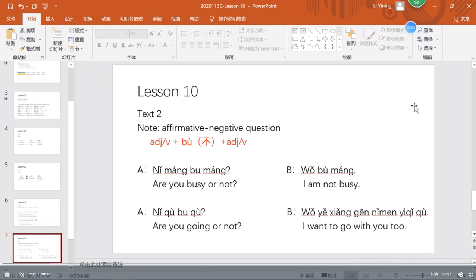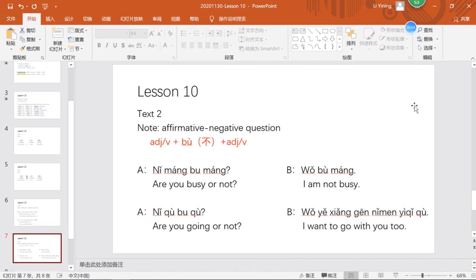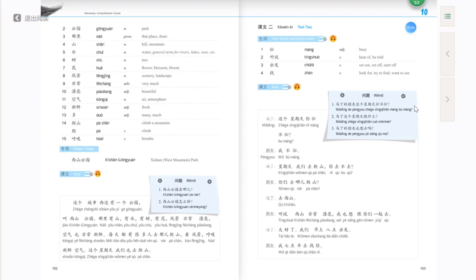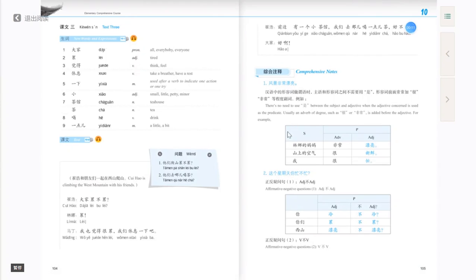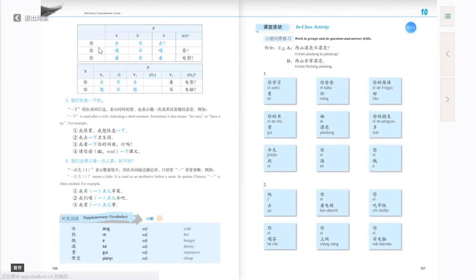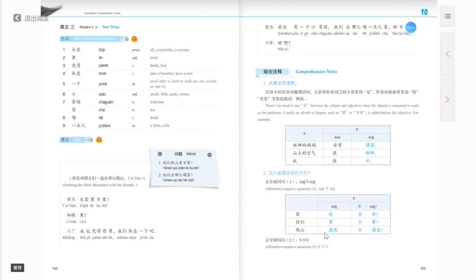And also let's read some examples from our textbook. Okay, so let's see the note from the textbook. So here, in this part, you can see some examples about this kind of question, like verb, verb, right? And also we have adjective, adjective, right? So we call this kind of question an affirmative negative question, right? So let's read some examples.